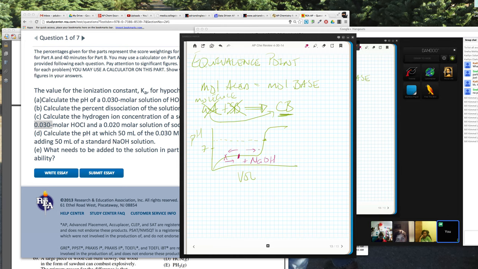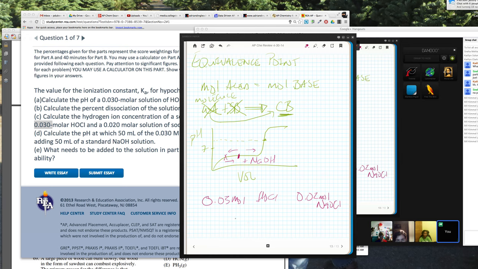And the difference in here, this is what I would say, you have, let's say, 0.03 moles of the HOCl, and you have 0.02 moles of the NaOCl. And if you want to have exactly the same amount of both, what do you guys think you should add? Would you dilute the HOCl? No, you'd add 0.01 moles of NaOH.